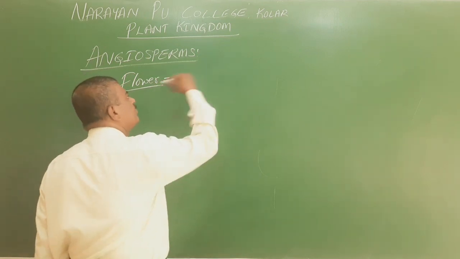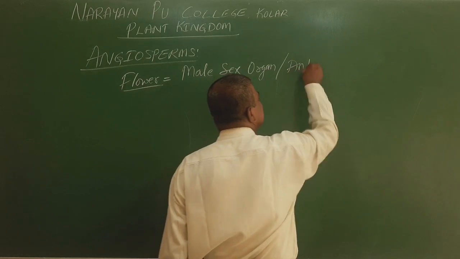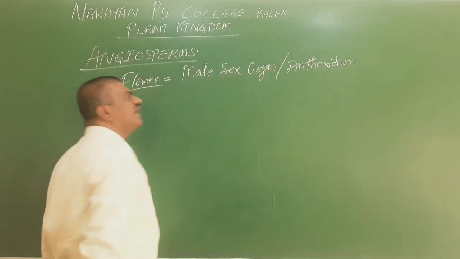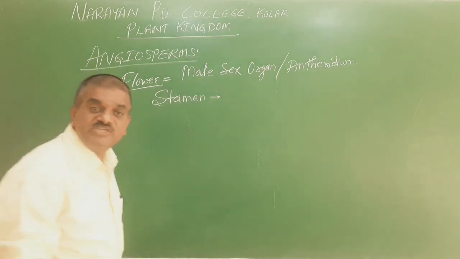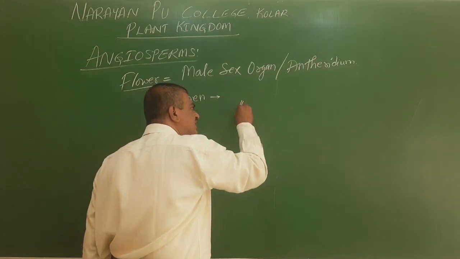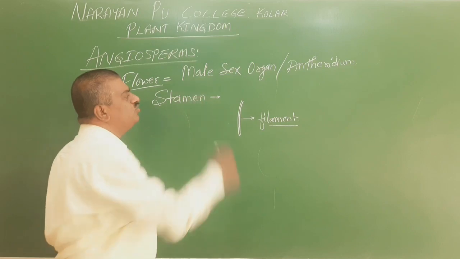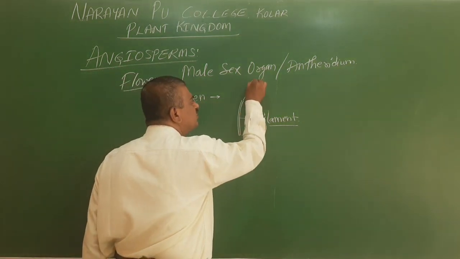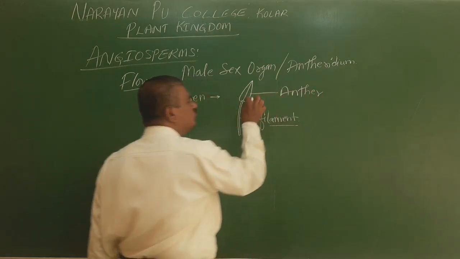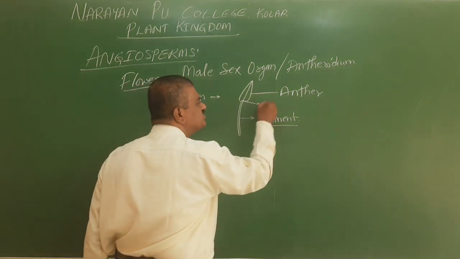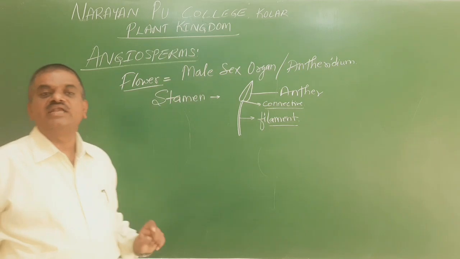When we take the sex organs, the male sex organ in a flower is usually called the androecium. The androecium is nothing but the male sex organ, made of stamens. The stamen has a very slender stalk-like structure called the filament, and above the filament there is the anther. The anther is connected to the filament by the connective. So the stamen has a filament and the anther.